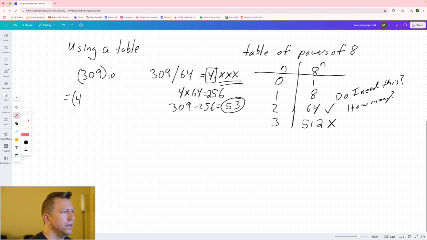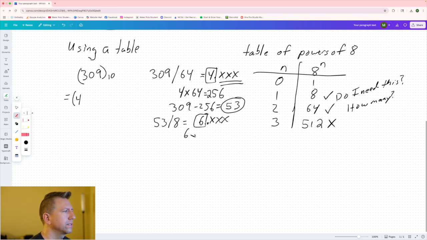So 53, well 64, we don't need any more of them to take care of 53, so 53 is less than 64. Do we need any 8s? Yeah, 8s can go into 53, so we're going to use some of those 8s. How many do we need? Well, let's divide by 8. So if I take 53 and divide it by 8, what I get is 6 point something. And again, I don't care what that something is. I just know that I'm going to need 6 of those 8s.